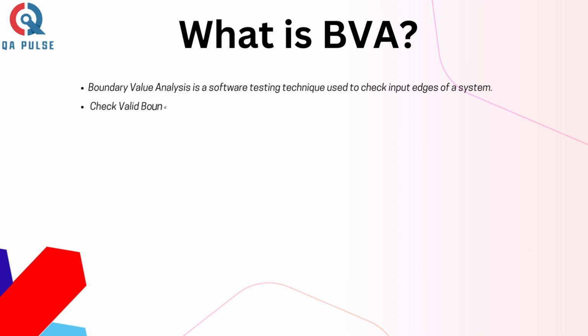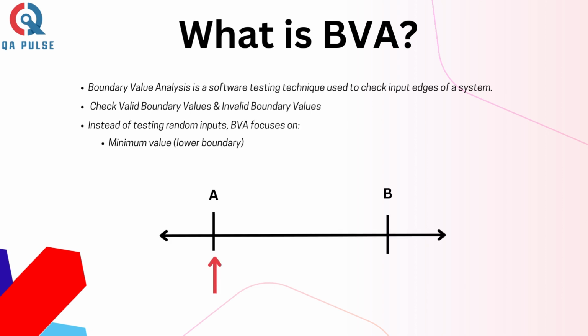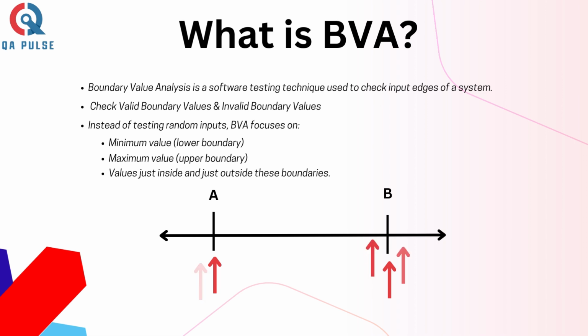Instead of testing a wide range of random values, BVA emphasizes testing at specific critical points, such as minimum value, meaning low boundary, the smallest input value the system is expected to accept. Maximum value, upper boundary, the largest input value the system is expected to accept. And just inside the boundaries and just outside the boundaries, means values slightly within the acceptance range, close to the minimum and maximum, and values slightly outside the acceptable range to ensure the system rejects them appropriately.